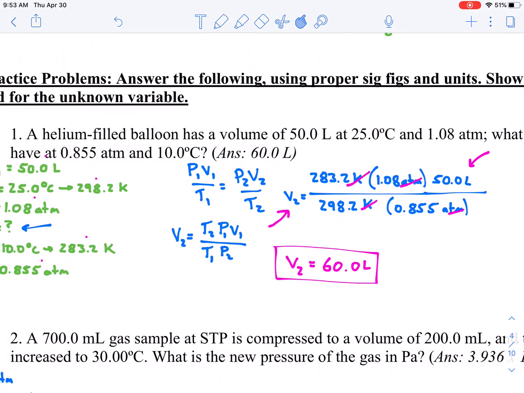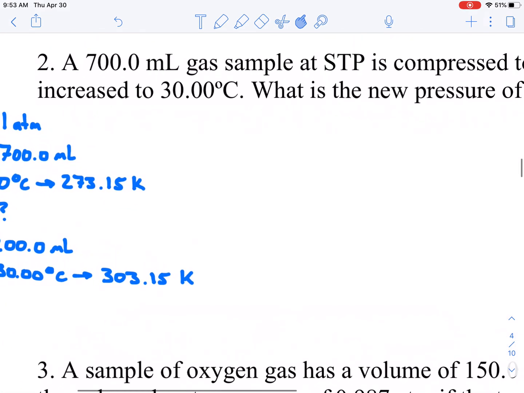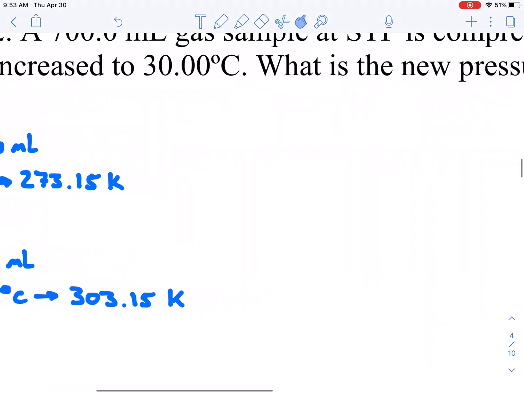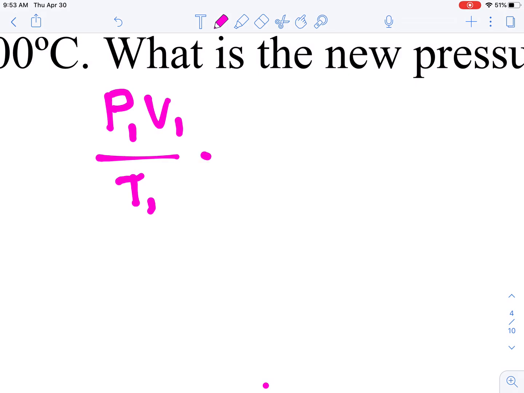All right, let's try another one. Define your variables, figure out which gas law to use, and then we're going to plug in and cancel our units. So when you define your variables for number 2, it should look something like this. You have initial pressure, volume, and temperature. So again, if you have P, V, and T all at play in a question, we need to use the combined gas law. So we again need to use P1 V1 over T1 equals P2 V2 over T2.